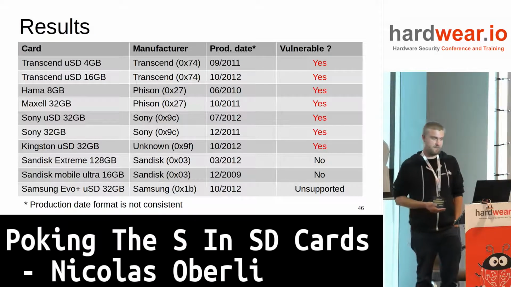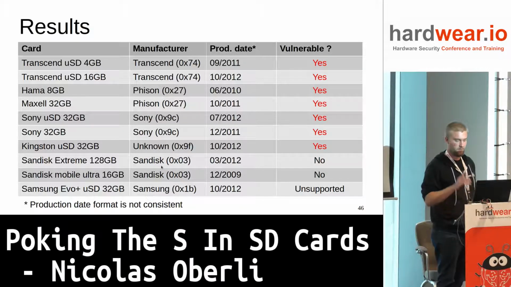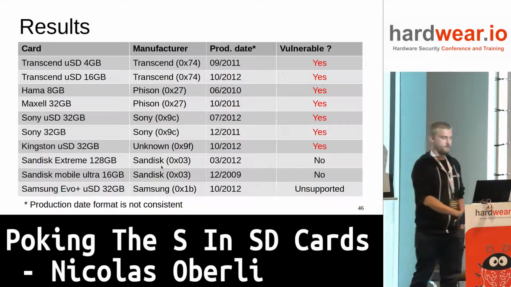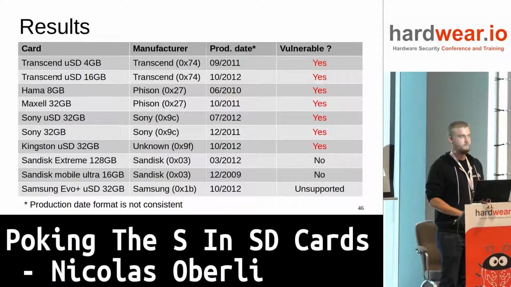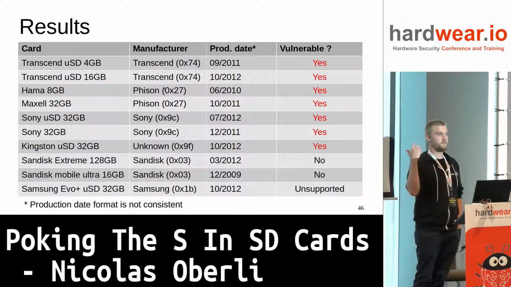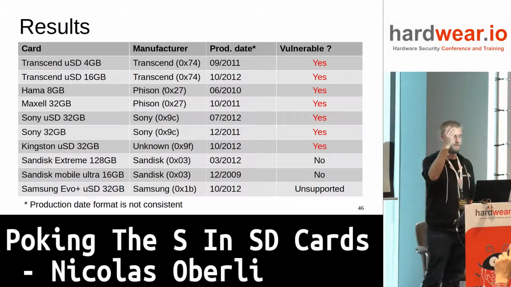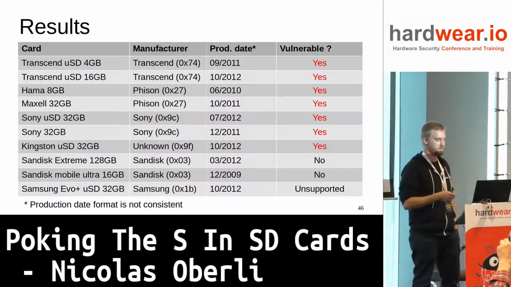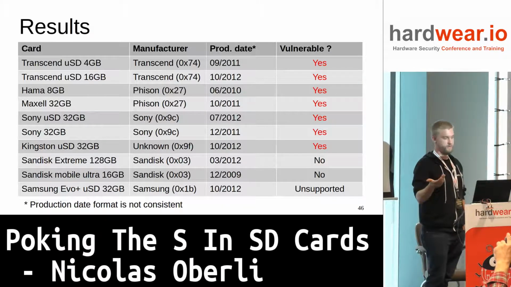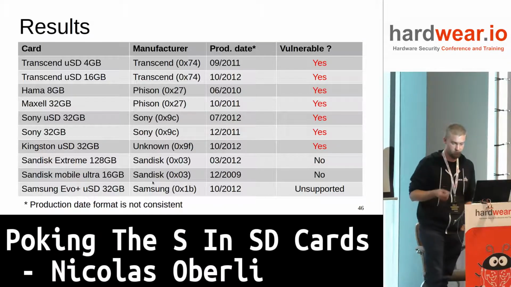So this is my results that I had. Basically, all the cards there are vulnerable, except the ones from SanDisk. One important thing to note is that the card vendor is not related to the card manufacturer. There are OEMs that produce the SD cards, and then they sell them to, I don't know, Sony, Kingston, SanDisk, for instance, and they're rebranded to their own name. So what's important there is not this column name, it's the manufacturer name.